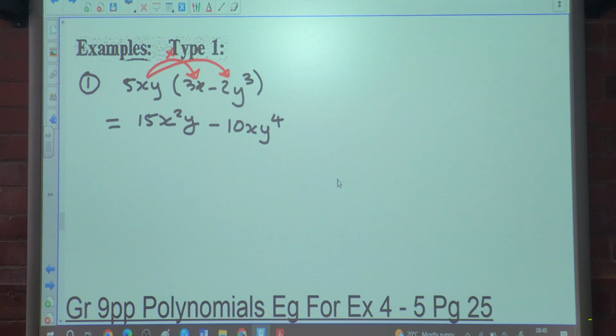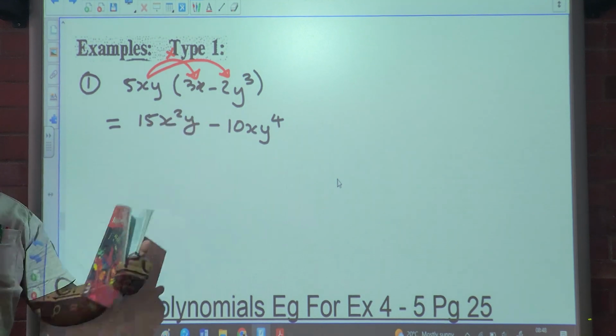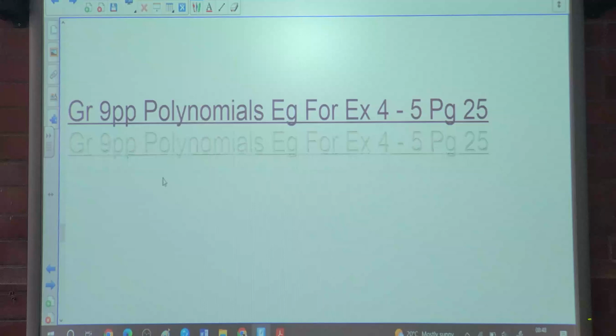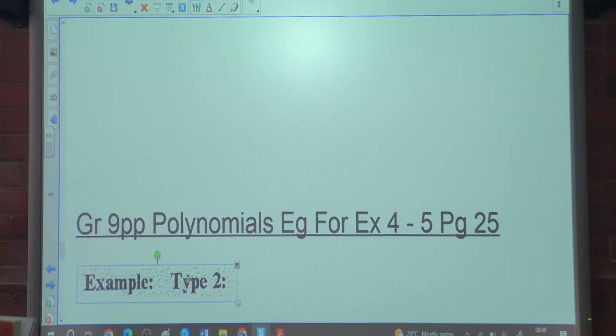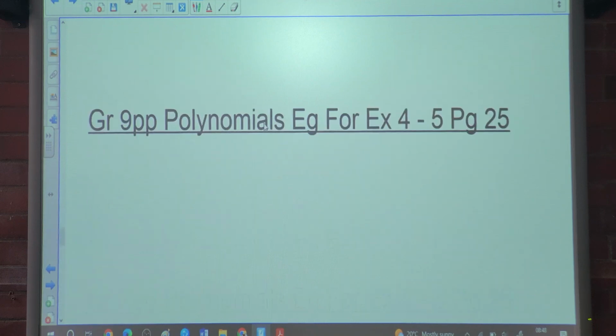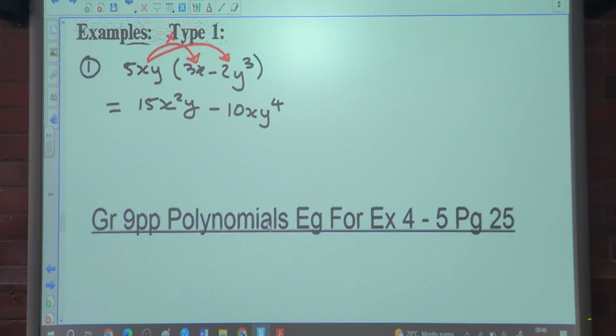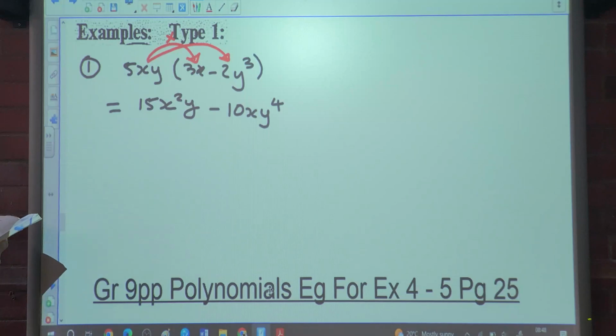Easy, no? And now, can we add these? Why not? They are unlike terms. Not because we're lazy, no, only because they are unlike. However, if they were like terms, of course I would have added them.